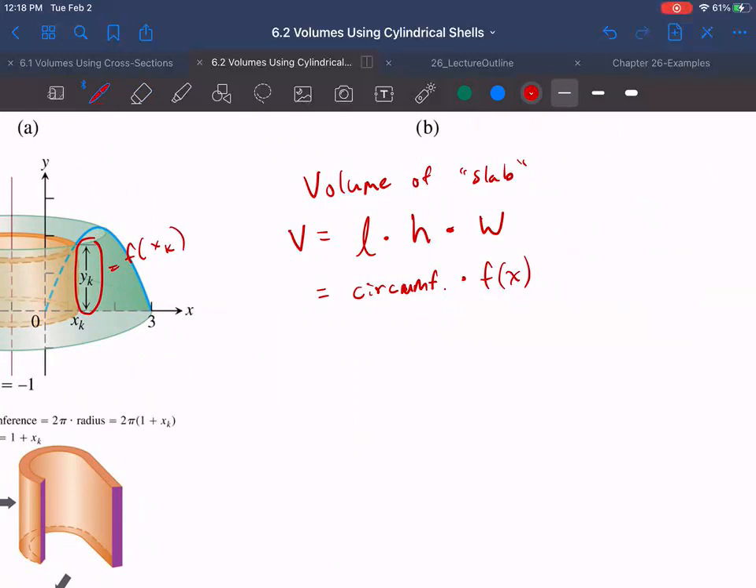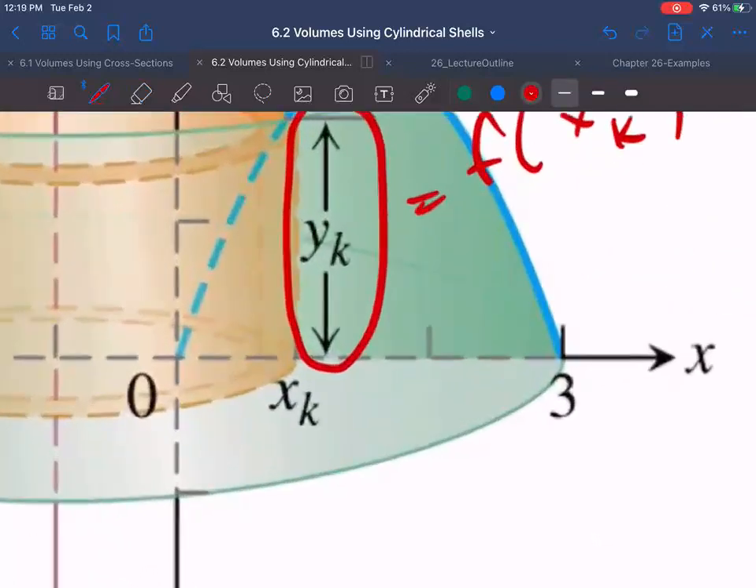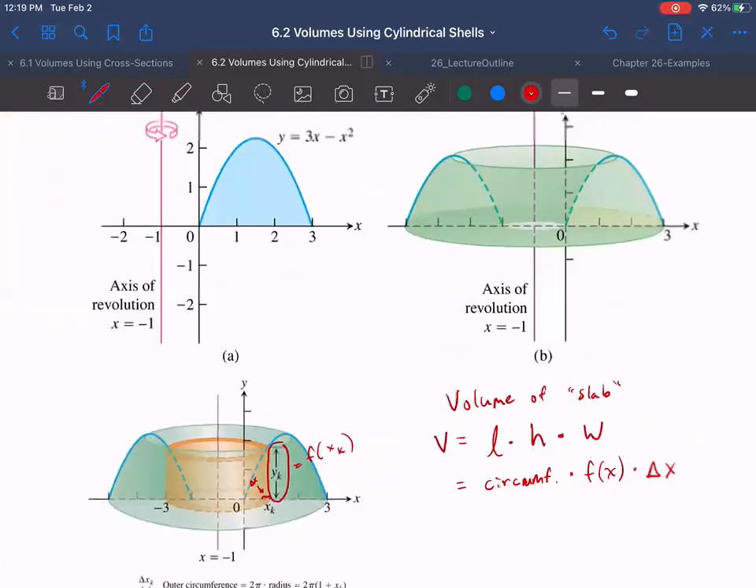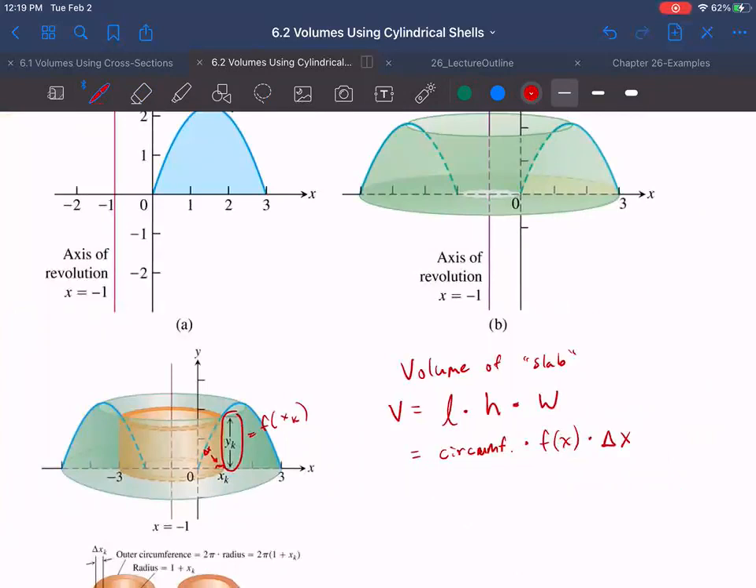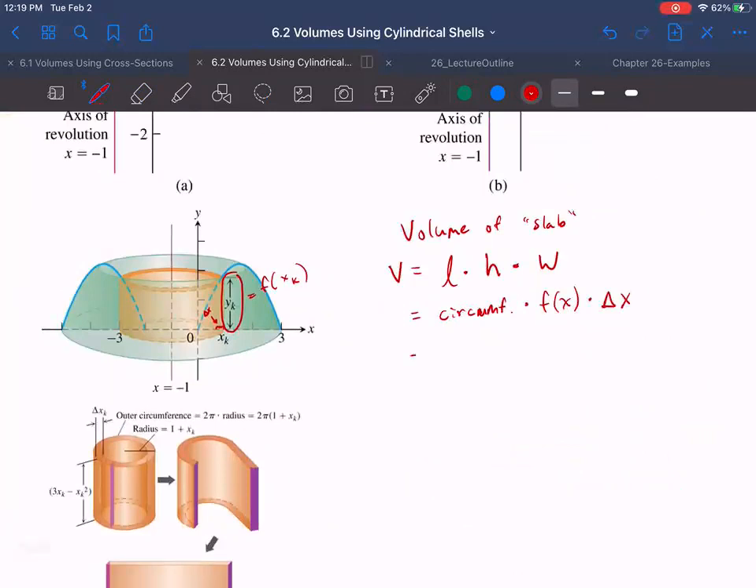And then times whatever thickness we're doing, delta x, how big of a step we took between the outer and inner wall in x, right? So if we look at this little inner wall right here, that's delta x. That's how thick it is, correct? You all agree with that? And that's how big of a step we took between consecutive x's we're looking at. So to find this, it's 2 pi r. That's our circumference. This is still f of x. This is still delta x.